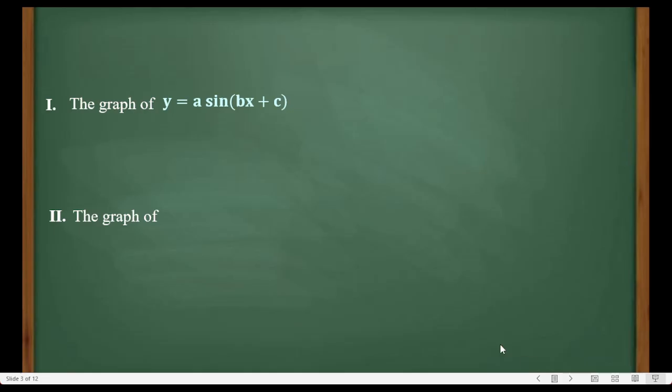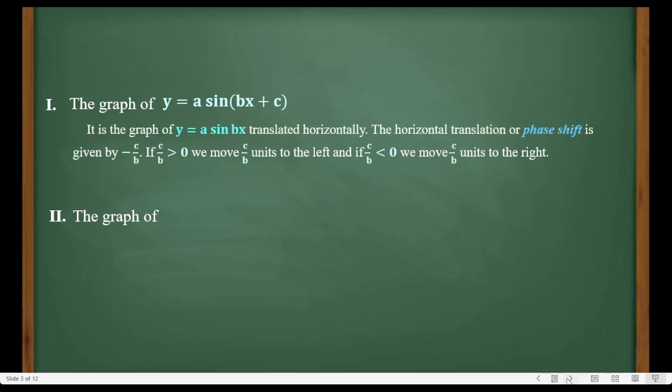Now the graph of y equals a sine of the quantity bx plus c. What can we say about the graph of this function? It is the graph of y equals a sine of bx, which is translated horizontally. The horizontal translation or phase shift is given by the formula negative of the ratio of c to b, where c is the constant term and b is the coefficient of x.